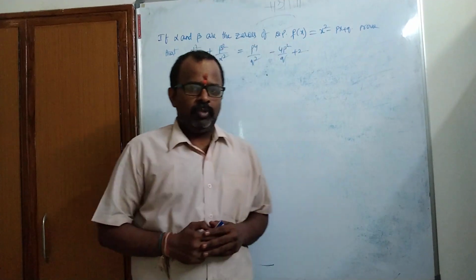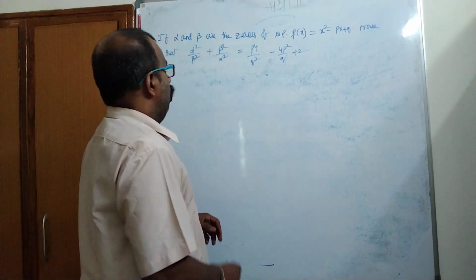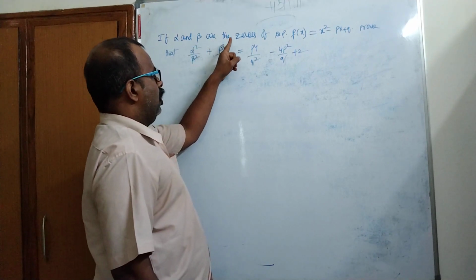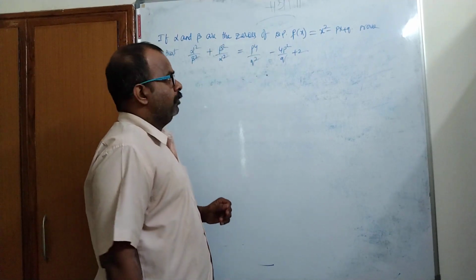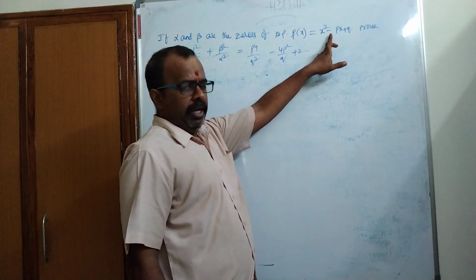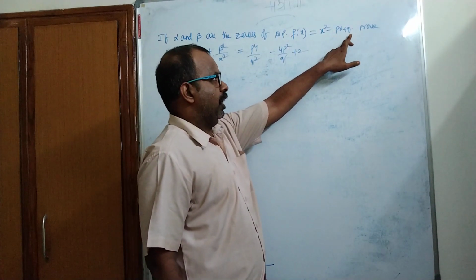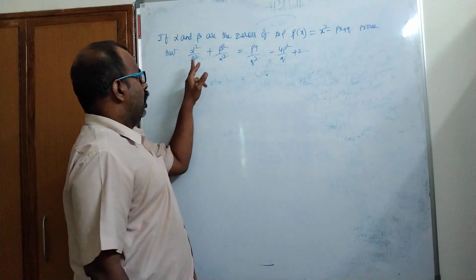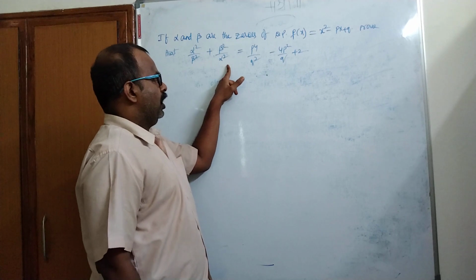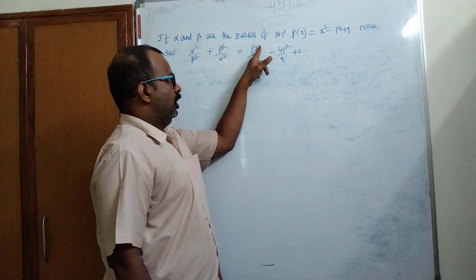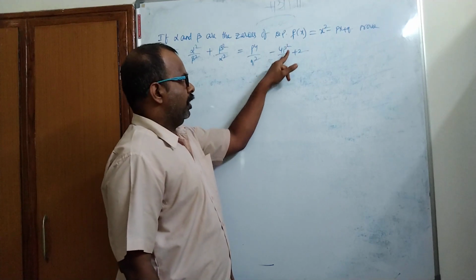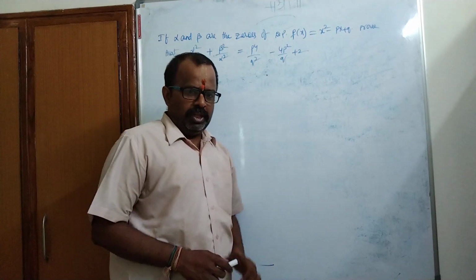Hello everybody. Today we are going to solve a problem. If alpha and beta are the zeros of the quadratic polynomial f of x is equal to x square minus px plus q, prove that alpha square by beta square plus beta square by alpha square is equal to p power 4 by q square minus 4p square by q plus 2.